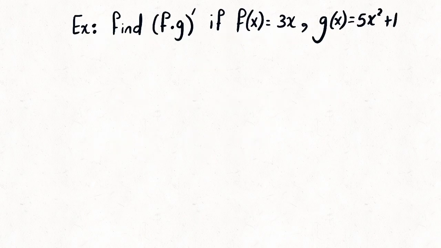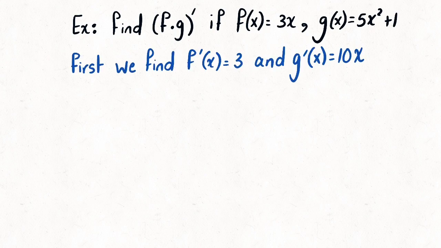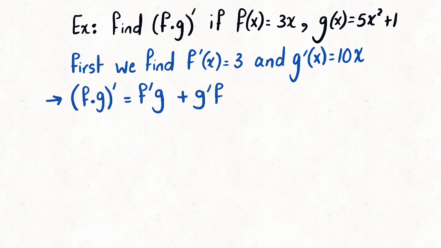Let's start with the following example. He's asking us to find the derivative of their product. First of all, you will have to prepare the stage. If f of x equals 3x, then f prime equals 3. And g of x equals 5x squared plus 1, then you will find g prime equals 10x.